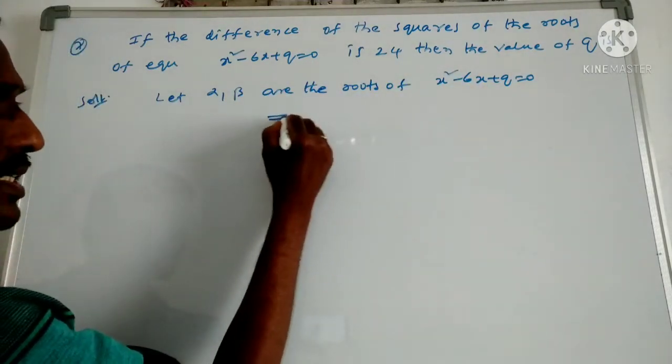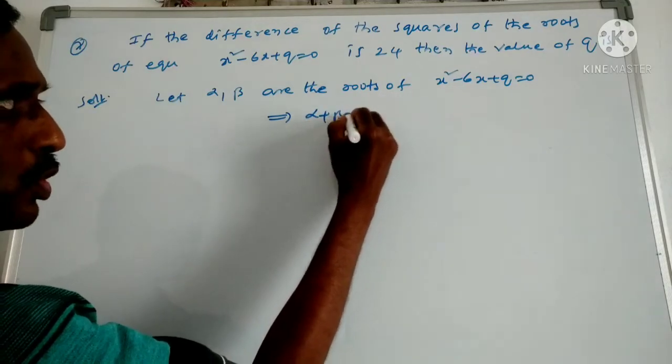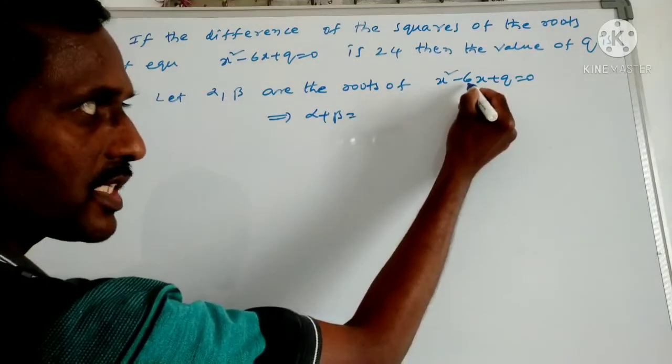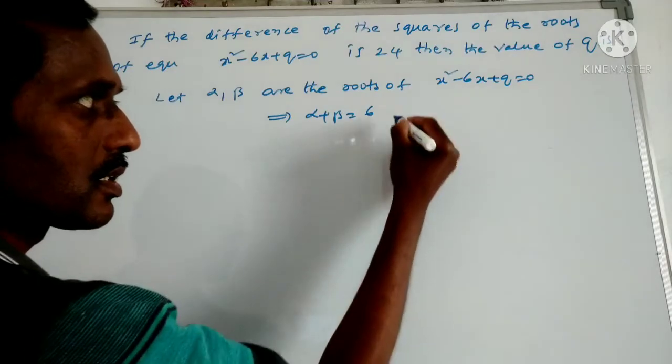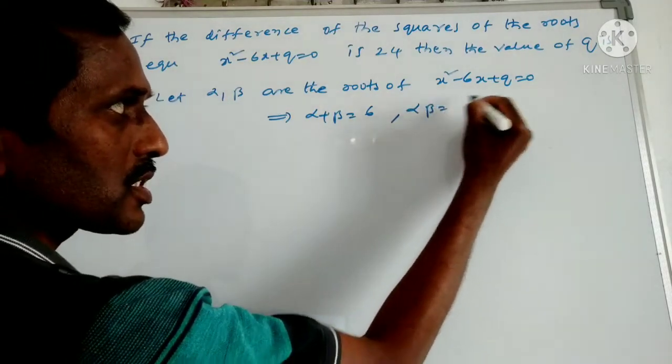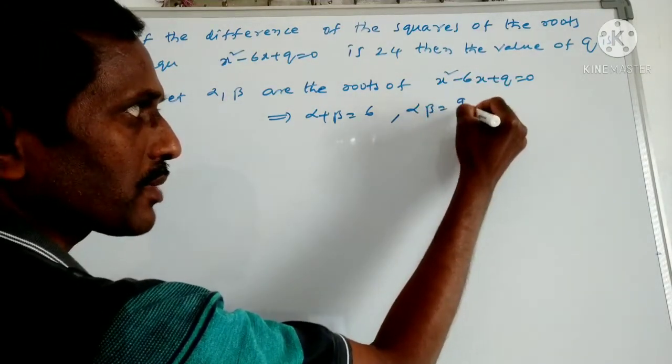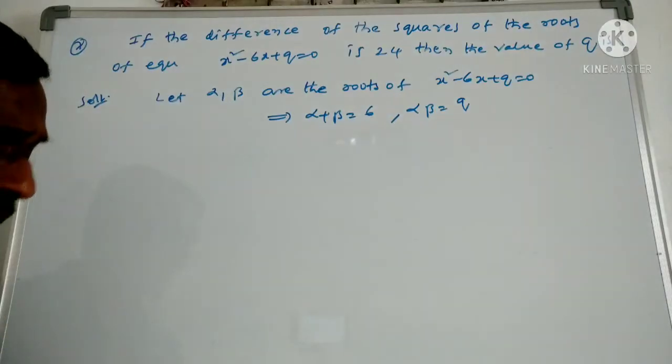This implies the sum of the roots is minus b by a. What is the value from this? 6. The product of the roots is c by a, q by 1, which becomes q. Sum and product we have.